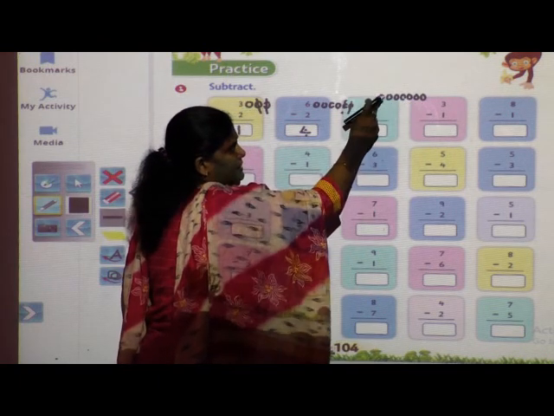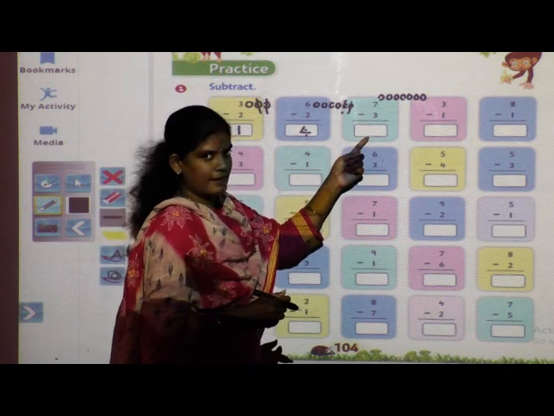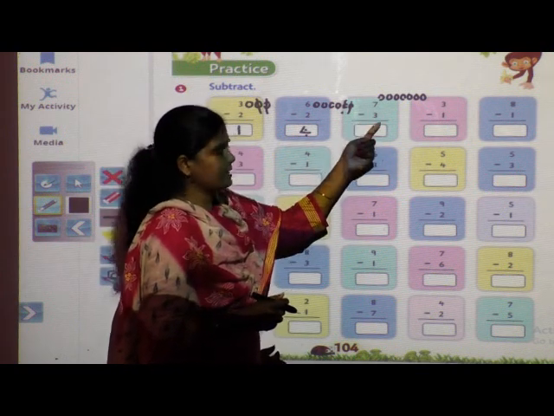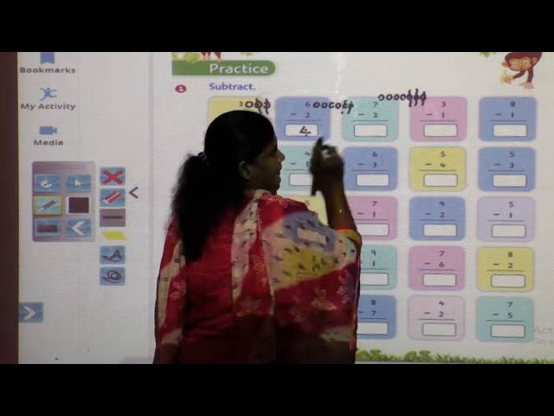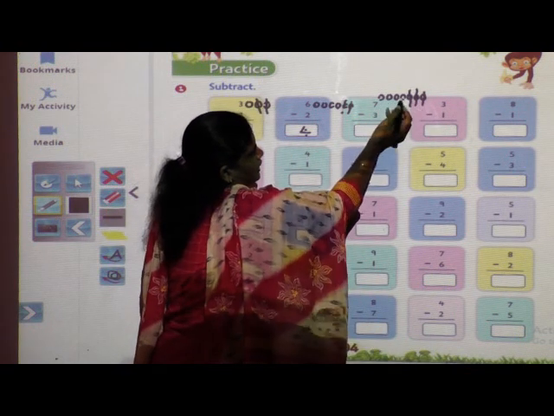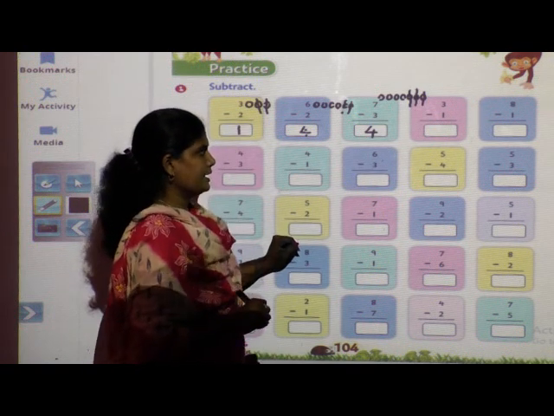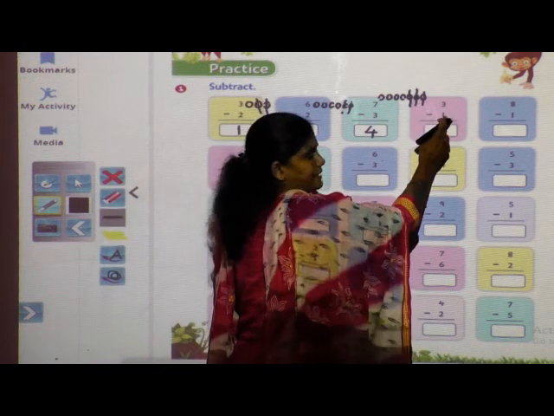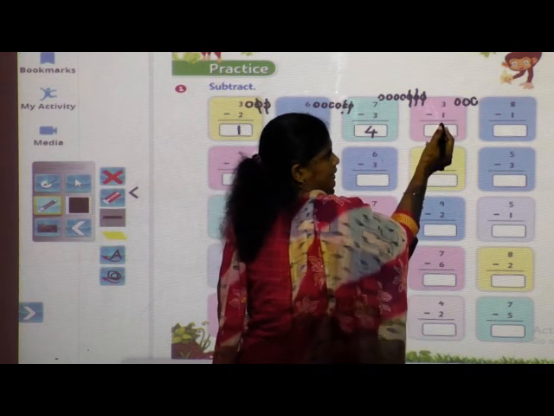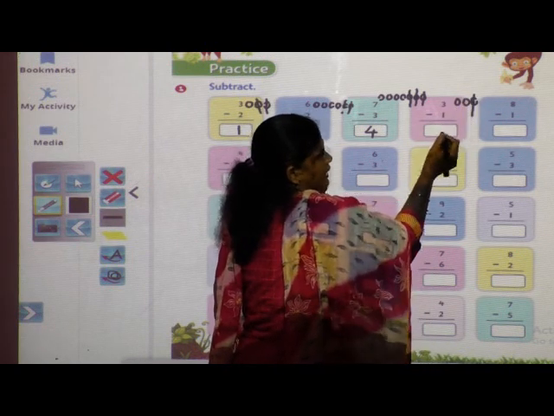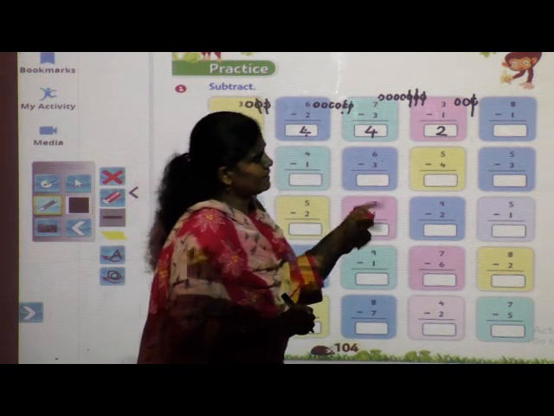Yes, from this 7, how many do we have to minus? 3. 7 minus 3. So what will we do? We will cross 3. So how many will we get? 1 2 3 4. So here we will write 4. Next, 3 minus 1. So here 1 2 3. Now 1 we have to cross. So here only 2. Yes, like this you have to do.